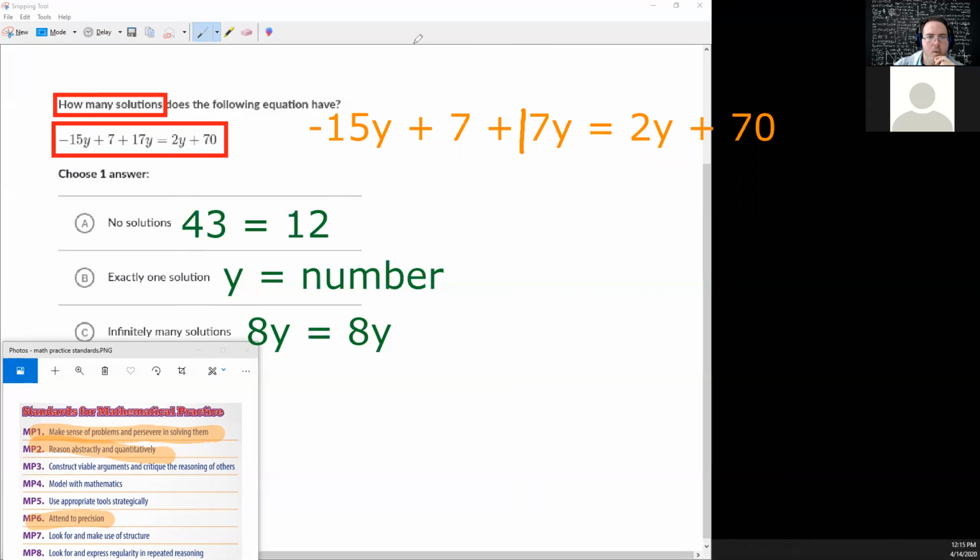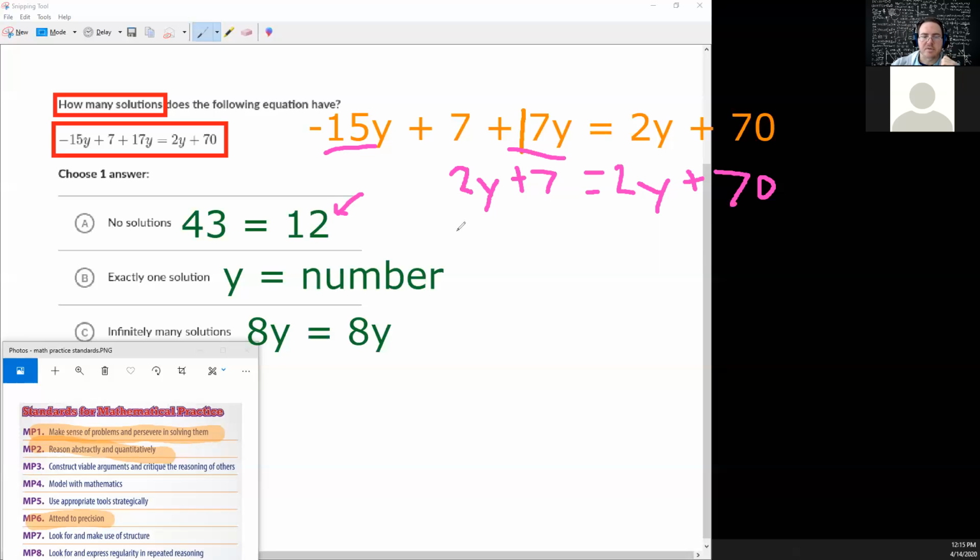So combining like terms. Okay, well negative 15y and 17y are like terms. They can be combined. So negative 15 plus 17 is 2. So I'd end up with 2y. I still have that plus 7 equals 2y plus 70. Uh-oh. 2y plus 7 equals 2y plus 70. Ugh. I'm already thinking it's going to be a no answer.